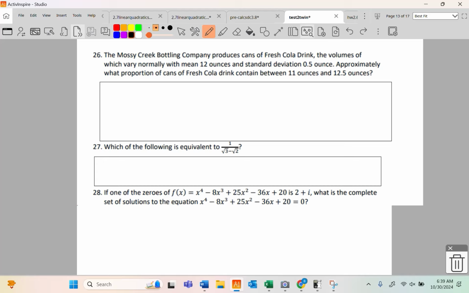All right, the bonuses. The Mossy Creek Bottling Company produces cans of fresh cola drink, the volumes of which vary normally with a mean of 12 ounces and a standard deviation of a half ounce. Approximately what proportion of cans of fresh cola drink contain between 11 ounces and 12 and a half ounces?